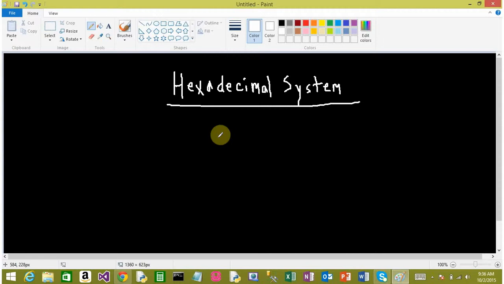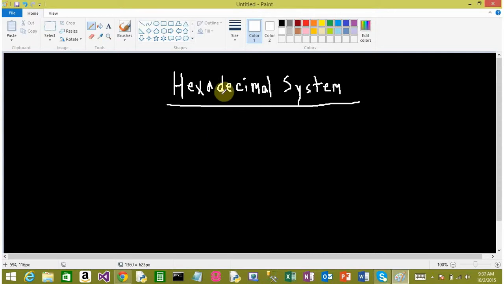We learned in the past couple of video tutorials about counting and binary and how to convert from binary to decimal and from decimal to binary. But this is a new number system that we're going to be introduced to. And so let's think about the word hexadecimal to figure out how many numbers are going to be in this number system.